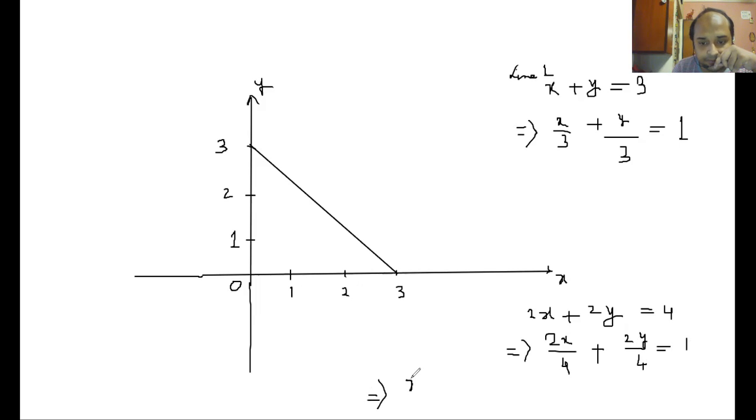And we can simplify this as x by 2, because 2 cancels 4, plus y by 2 is equal to 1, because 4 divided by 2 gives 2. So we get a straight line in its intercept form, x by 2 plus y by 2 equals 1. So now the intercept is this one. This is the x-intercept and this is the y-intercept. For the second straight line, let us name it line 2.